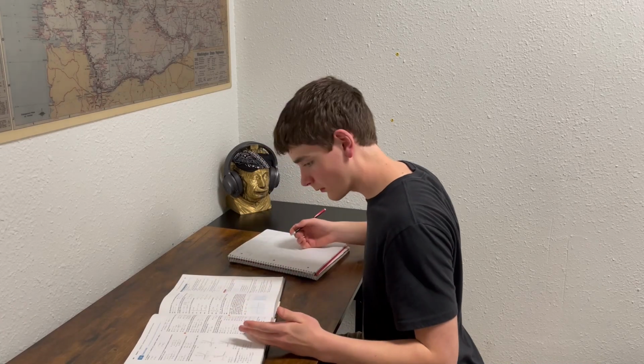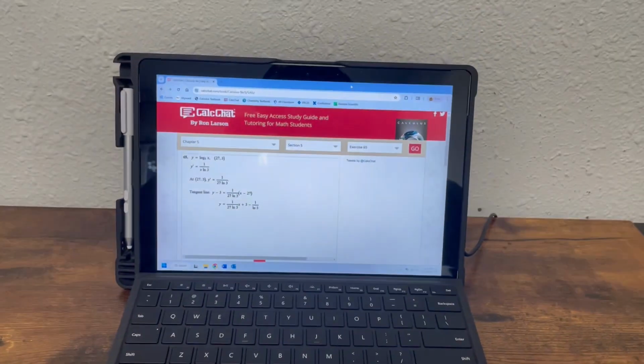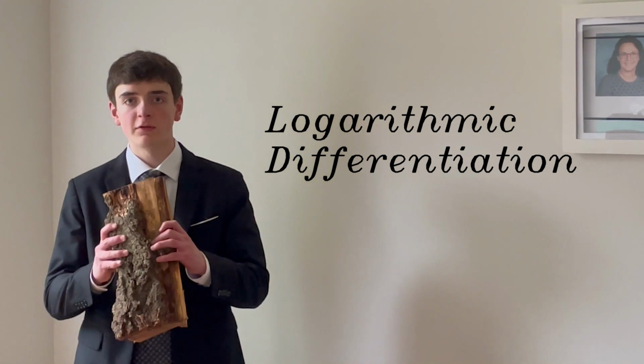Are you struggling to find the derivative of exponential functions? Do you give up and go to Calc chat anytime you see the letters log? If so, it might be time to ask your math teacher about logarithmic differentiation.